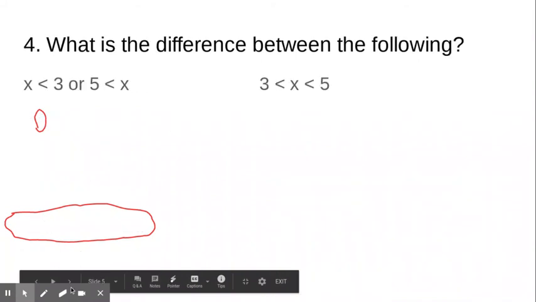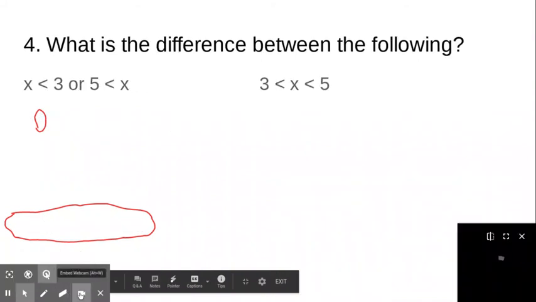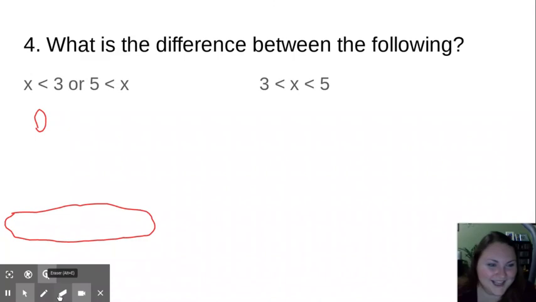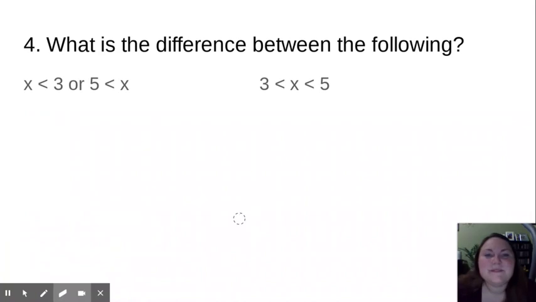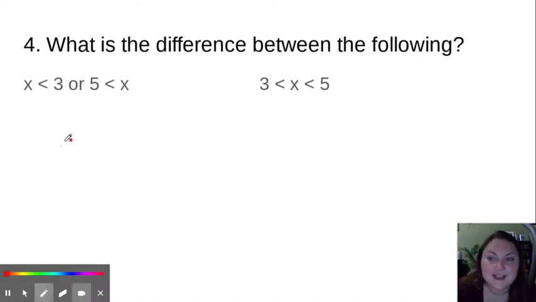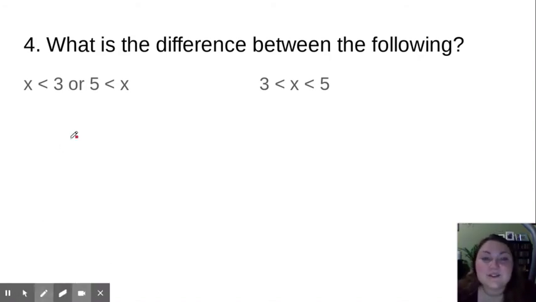Moving us along, let me come back. Hi. And let's erase this. Our next one comes from the second lesson we had on inequalities. This one says, what is the difference between the following? And we've got two inequality problems here.